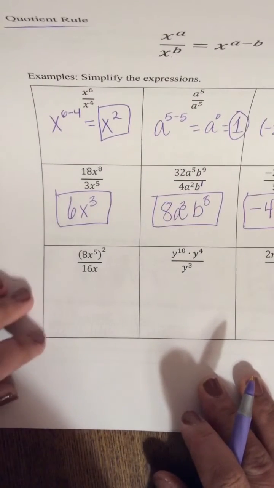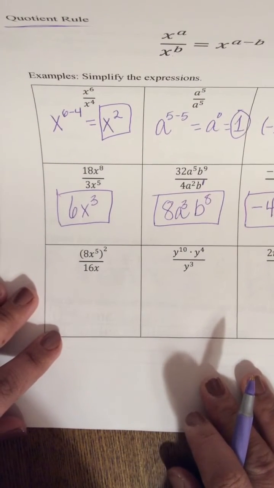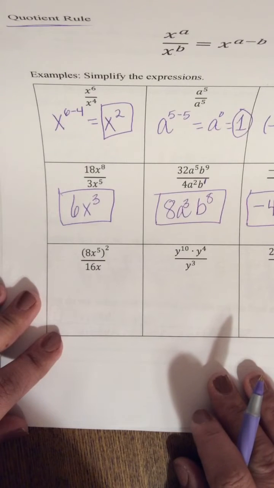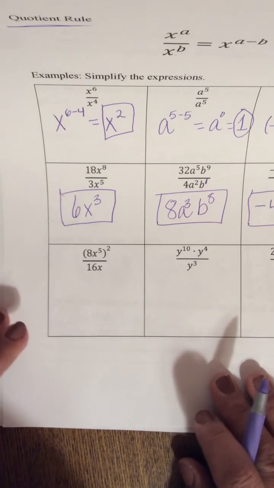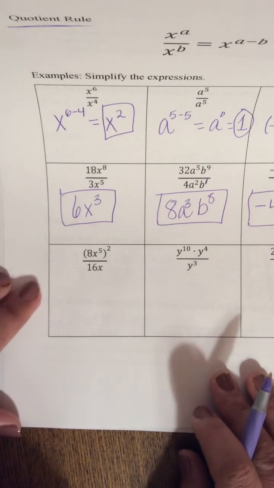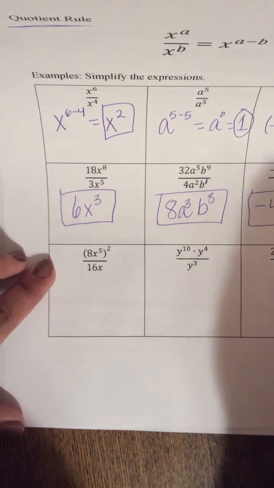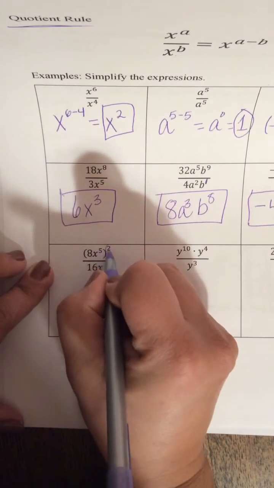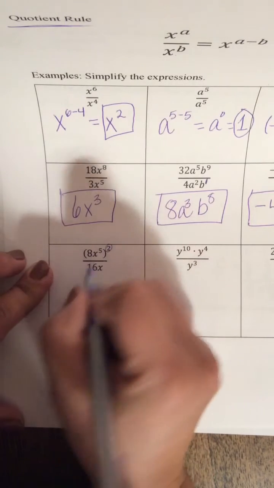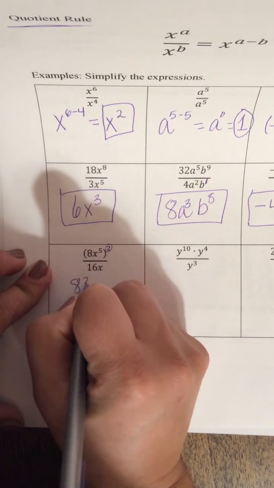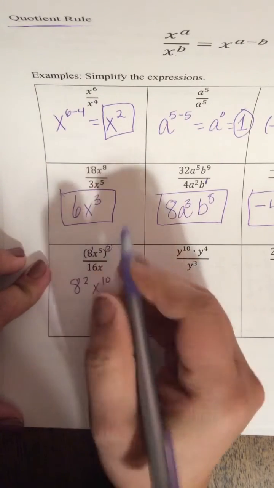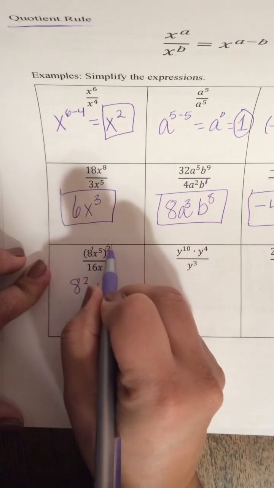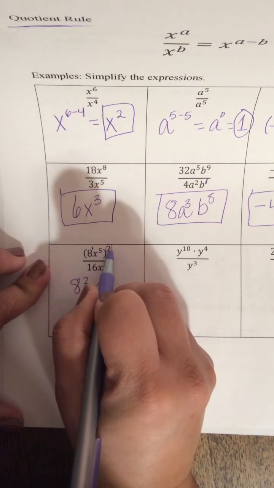The last problems involve using the product rule and the power rules, as well as the quotient rule. So we're going to apply some of the rules that we have already learned from last week. So first we're going to distribute this 2 into this parenthesis. So this is 8 squared x to the 10th. So remember, 8 has a little 1 as an exponent. So 1 times 2, because it's a power to a power.